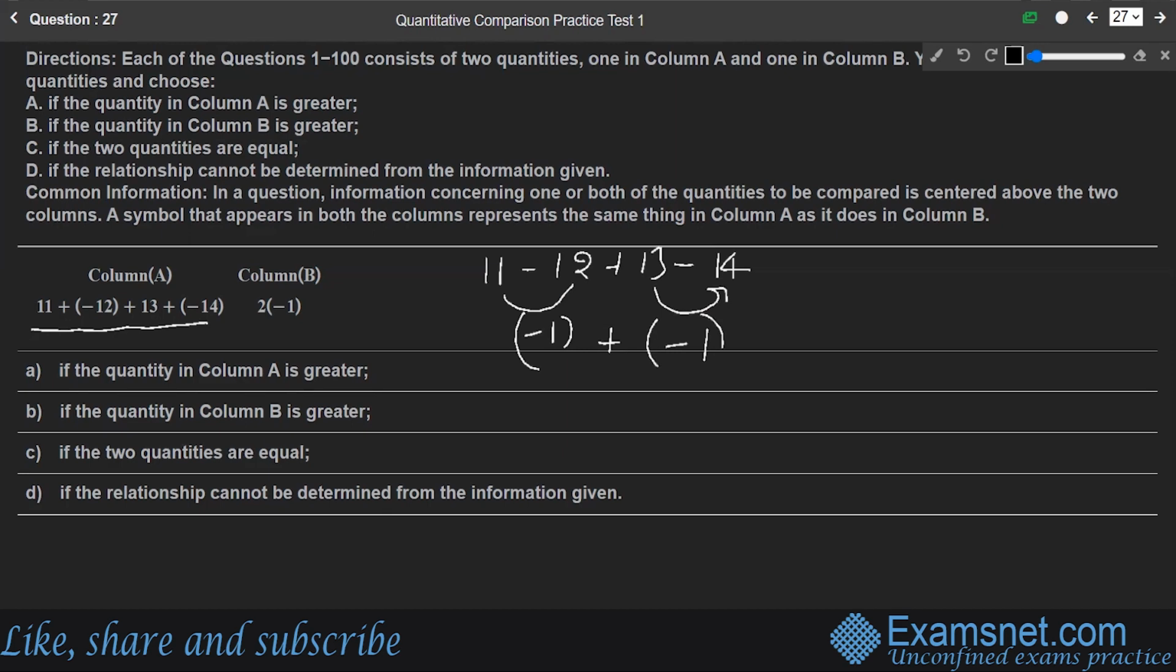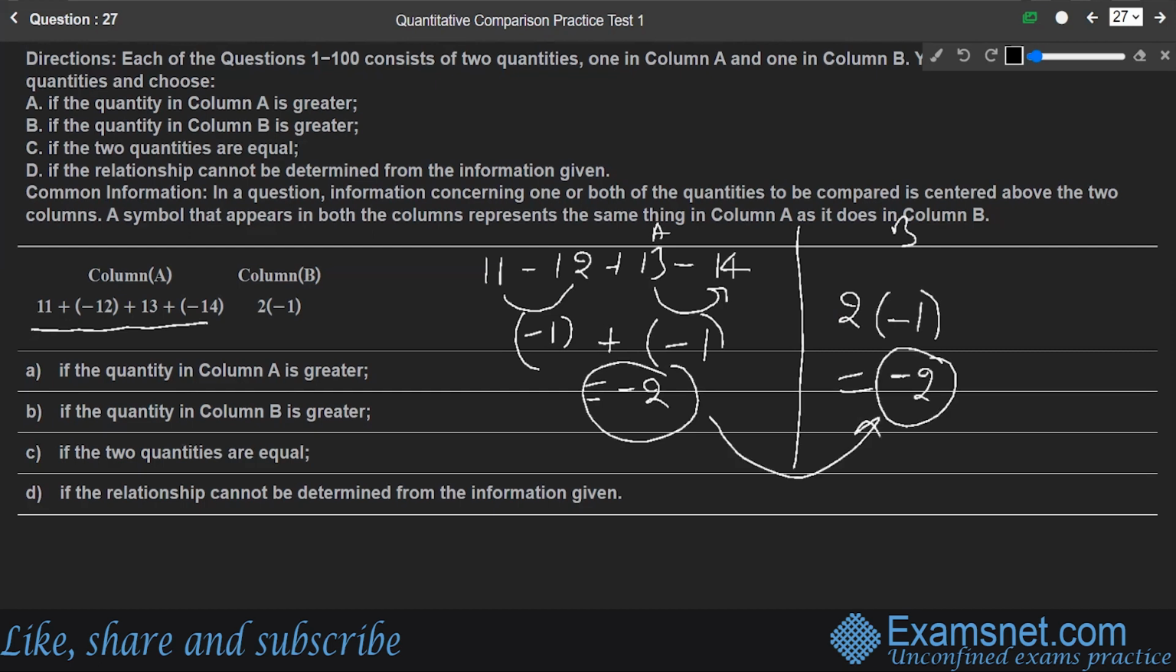Okay, so 11 minus 12 minus 1 plus 13 will be 12. 12 minus 14 will be nothing but minus 2. So that is the value in column A. Let's see, the value of column B is nothing but 2 into minus 1. 2 into minus 1 is actually minus 2. So we can see that the value of both the columns A and B is actually same. So quantity in column A and B both are equal. So option number C becomes the right answer.